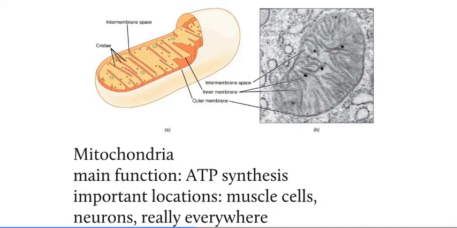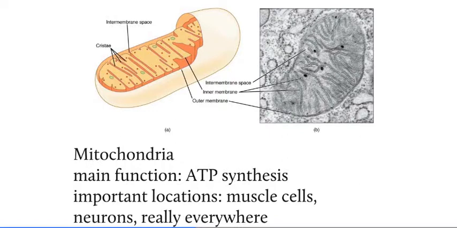pump hydrogen ions or protons from the matrix, the central part of the mitochondria, into the space between the inner and outer membranes, building up a concentration gradient, and the protons can only get out of that space and go down their concentration gradient when they move through the ATP synthase molecule, which makes use of the physical movement of those protons to attach a third phosphate group onto ADP, therefore making ATP.